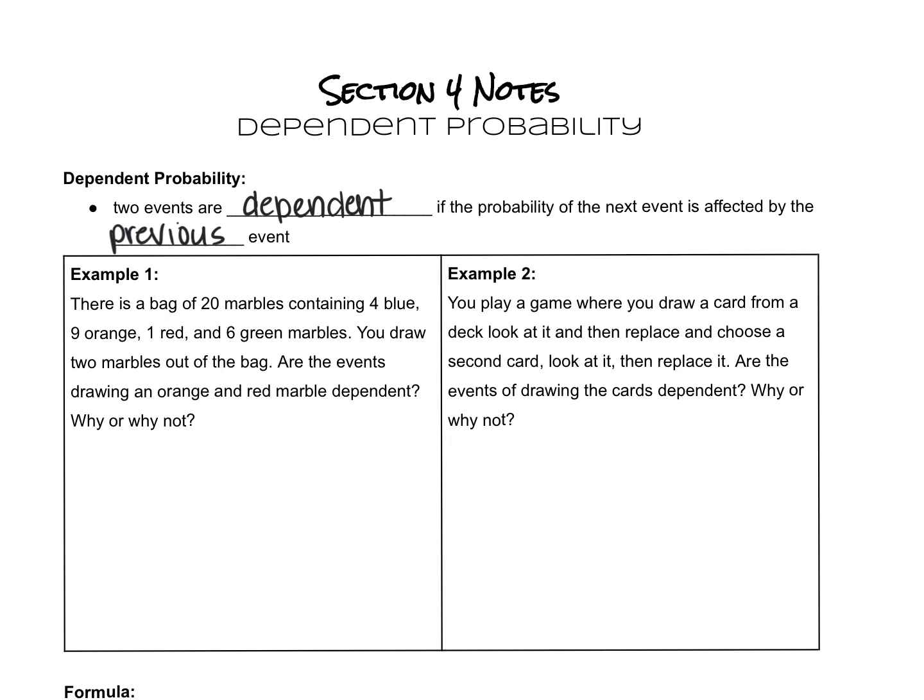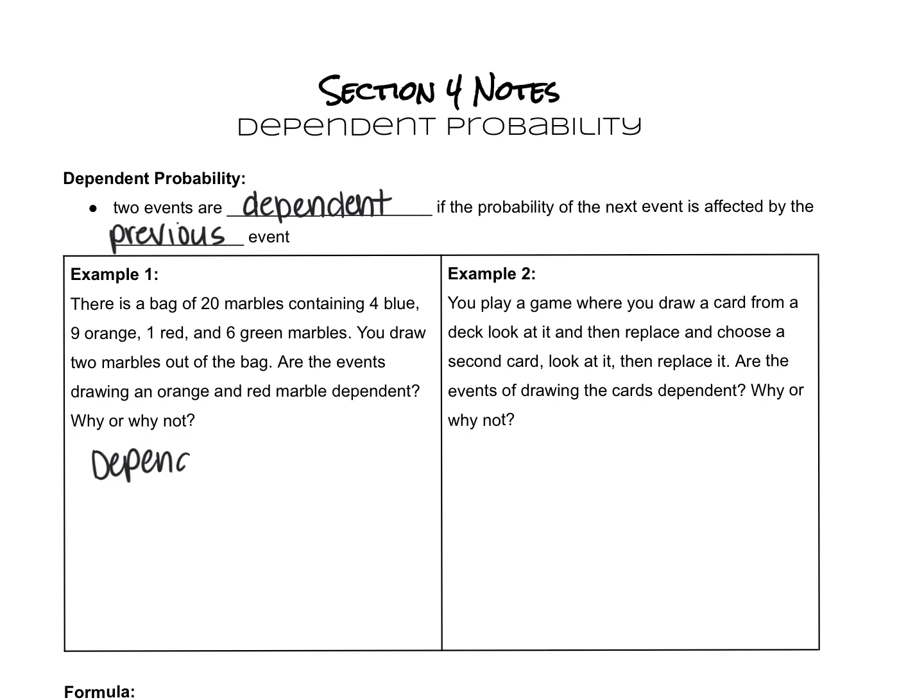So for our first example, there's a bag of 20 marbles containing 4 blue, 9 orange, 1 red, and 6 green marbles. You draw 2 marbles out of the bag. Are the events drawing an orange and red marble dependent? Why or why not? And they are dependent.